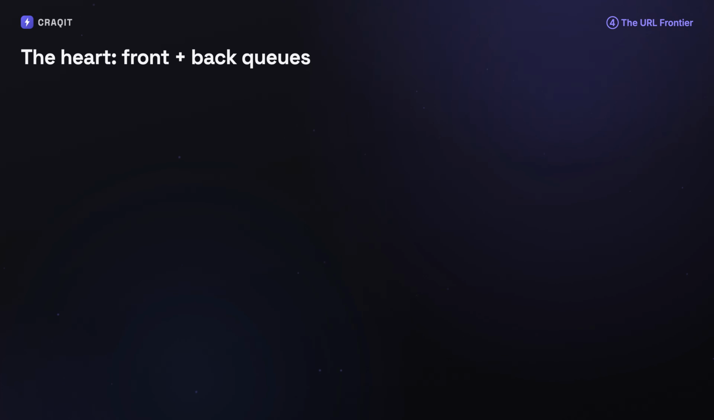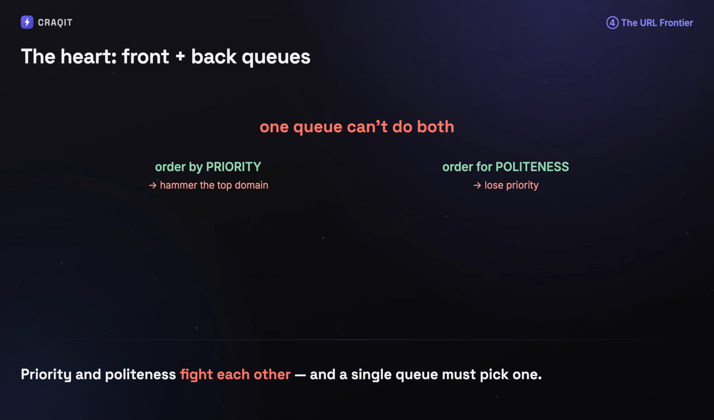The frontier decides what to crawl next, and it must satisfy 2 goals that directly fight each other. Priority: crawl important, fresh pages first. And politeness: never hammer one domain. Here's why a single queue cannot do both.